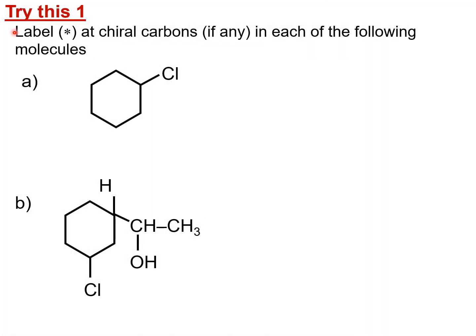Okay, so let's try this one. Disuruh kamu label asterisk, simbol bintang ni, at chiral carbons kalau ada lah in each of the following molecules. So let's look at this A. Macam mana you nak tahu chiral carbon?